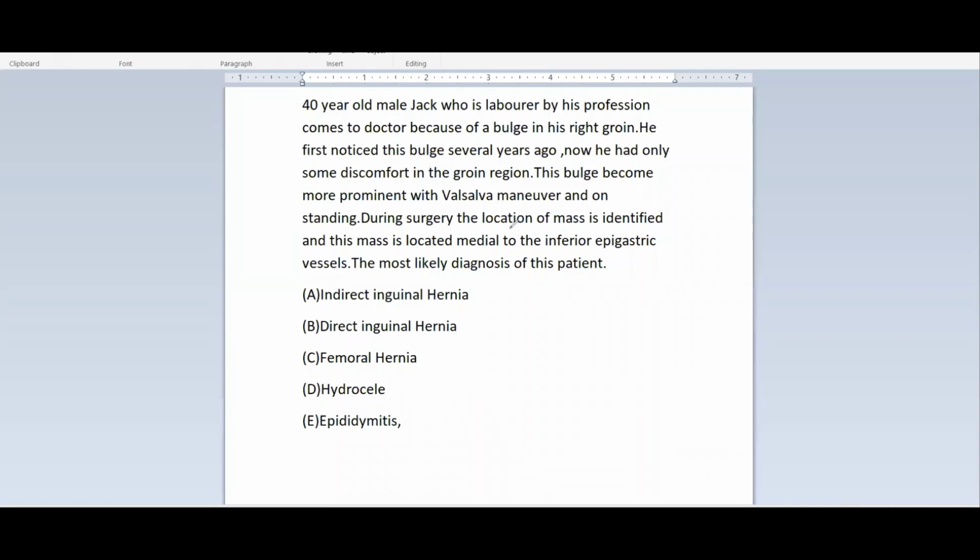So the key of this clinical vignette is the location of the mass. The mass is medial to the inferior epigastric vessel, so the right answer is direct inguinal hernia. If the mass is lateral to the inferior epigastric vessel, then it would be an indirect inguinal hernia. The right option for this clinical vignette is direct inguinal hernia.